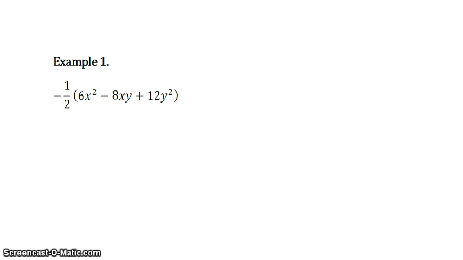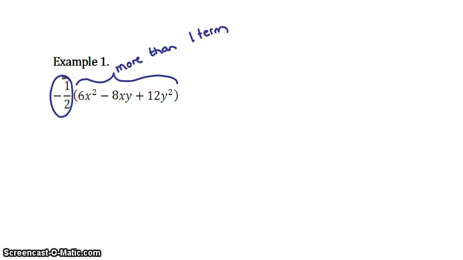Example 1 is an example that's trying to illustrate basic distribution. What I mean with basic distribution from grade 8 is that if you look at this bracket, there is more than one term in the bracket. If there is a number or a letter, which in this case is -1/2, directly attached to the bracket, that means -1/2 is multiplied by the bracket. Because there's more than one term, this -1/2 needs to be multiplied by each term in the bracket, which is grade 8 distribution.